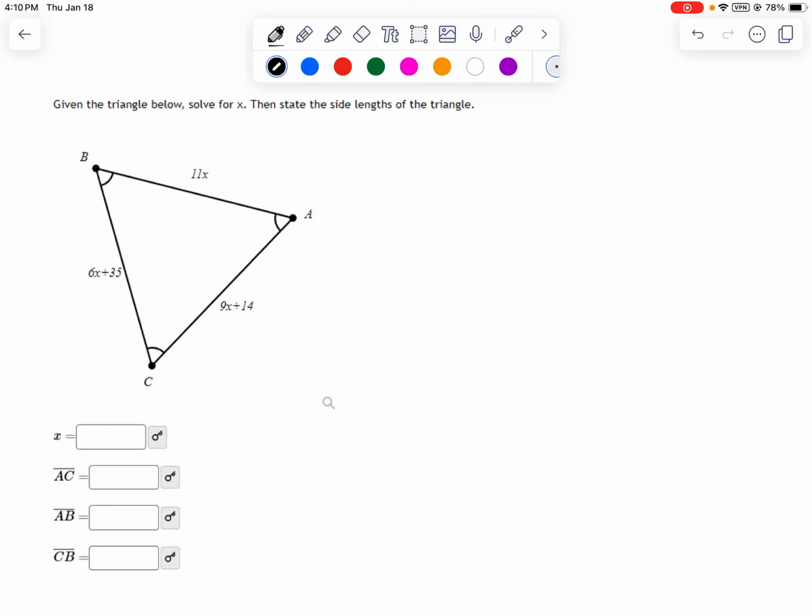Hello and welcome. So, given the triangle below, solve for x, then state the side lengths of the triangle.